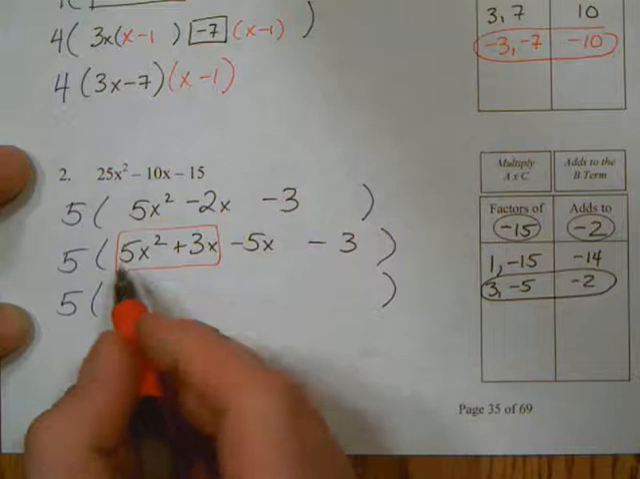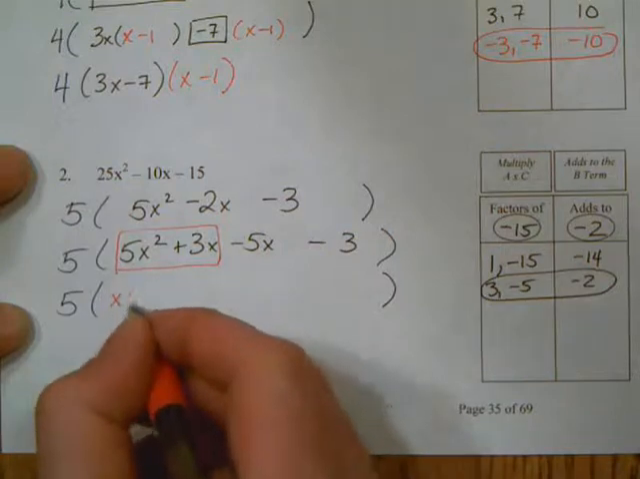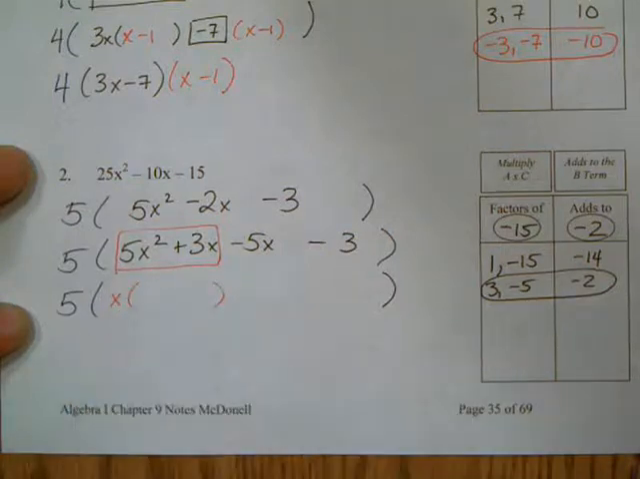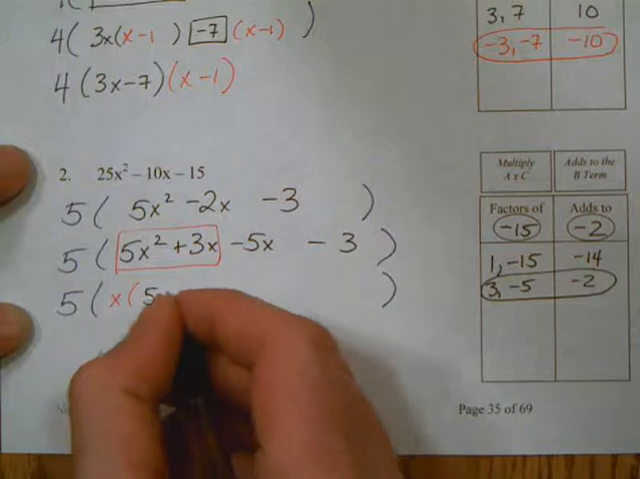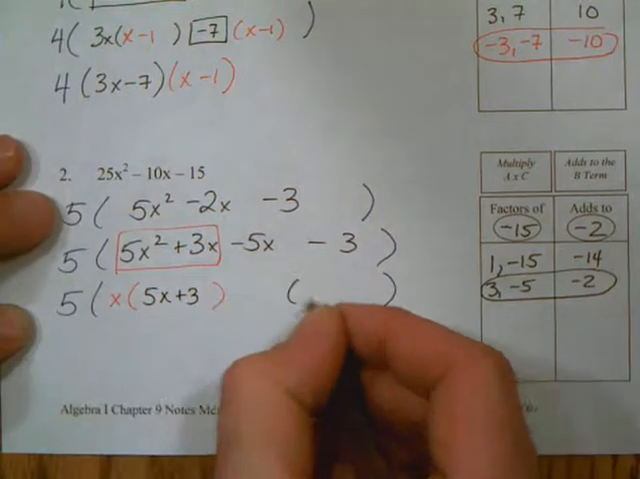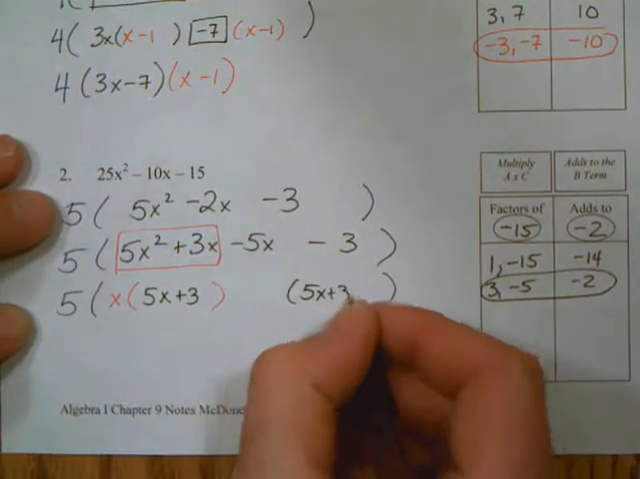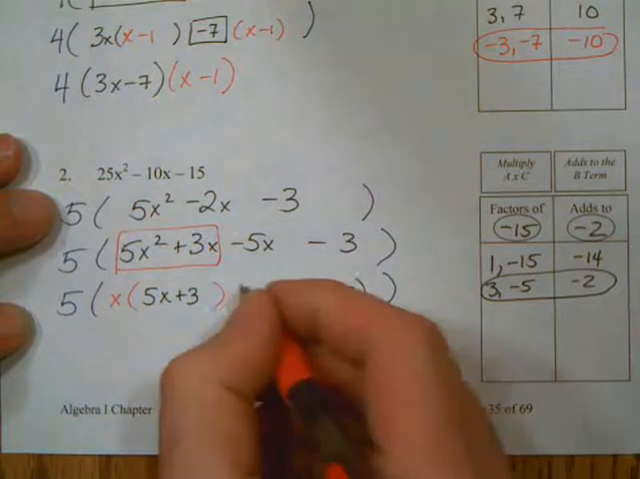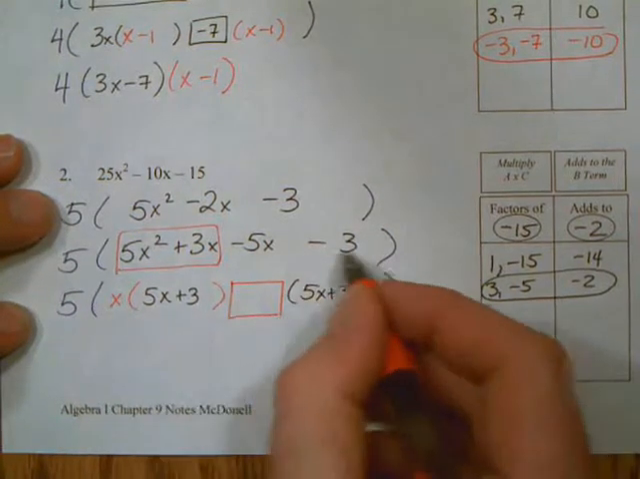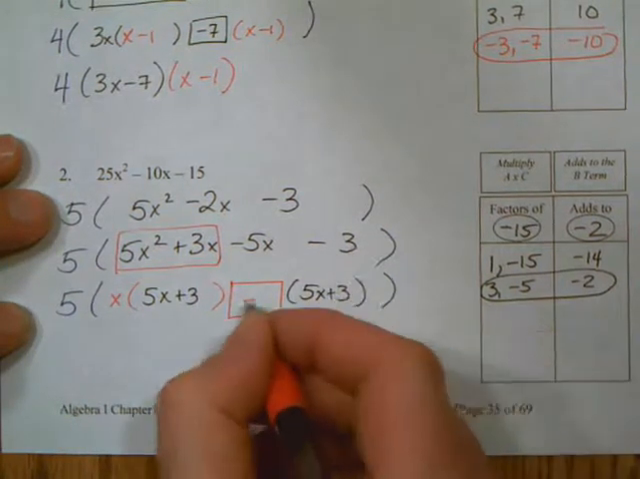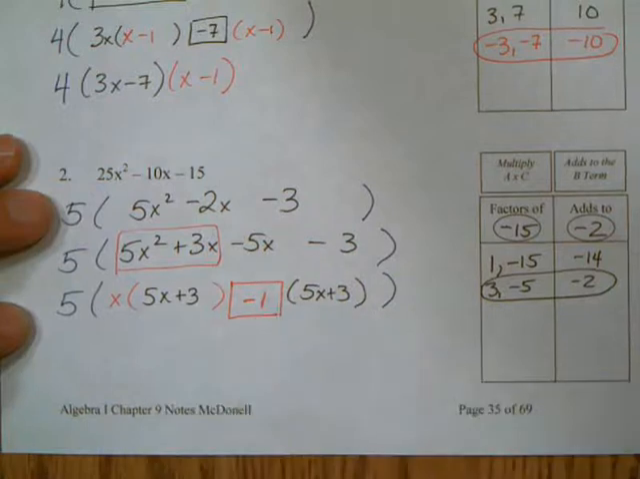Focus on those first two. What's going to come out of them? Well, before we do that, remember to bring down your 5. Coming out of those first two, the GCF is just an x. On the inside, that leaves us with 5x plus 3, with a 5x plus 3 at the back.